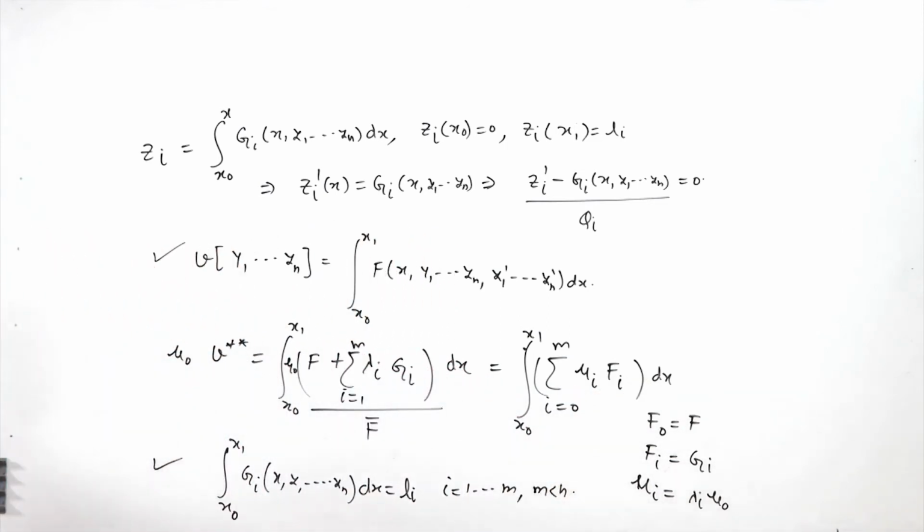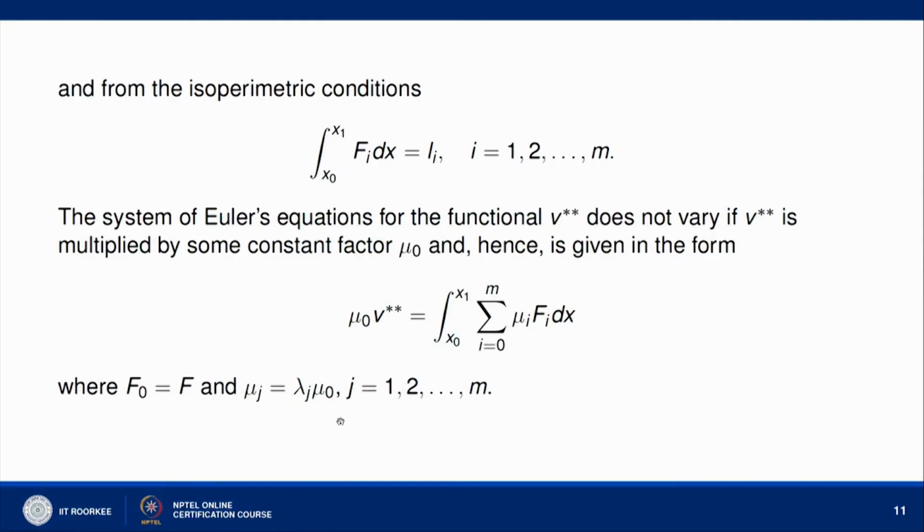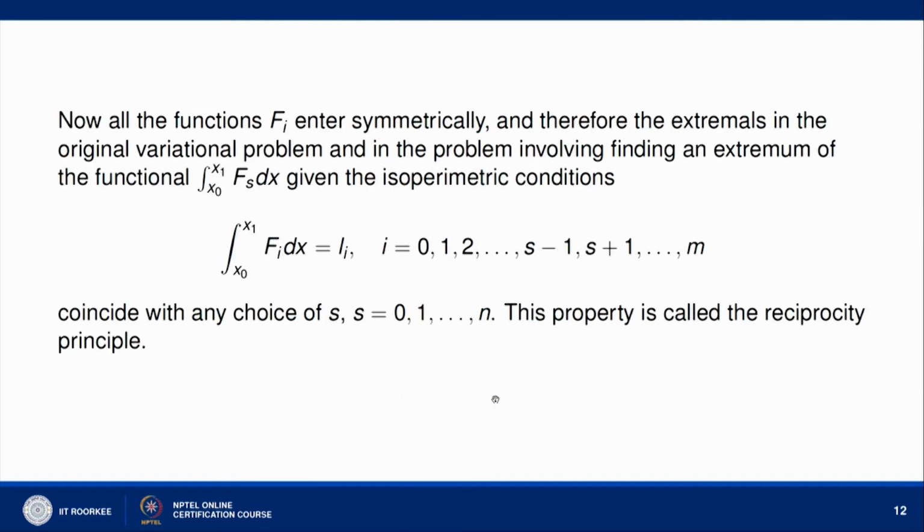The purpose behind doing this is that now this is symmetric in all fi. So here f0 is f and mu j is lambda j mu naught for j equal to 1 to m. The purpose is that now all the functions fi enter in a symmetric manner, and therefore the extremals in the original variational problem and in the problem involving finding an extremum of the functional integral from x0 to x1 of fs dx, given the isoperimetric conditions integral from x0 to x1 of fi dx equal to li, where i is from 0 to s minus 1, s plus 1 to m, coincide.